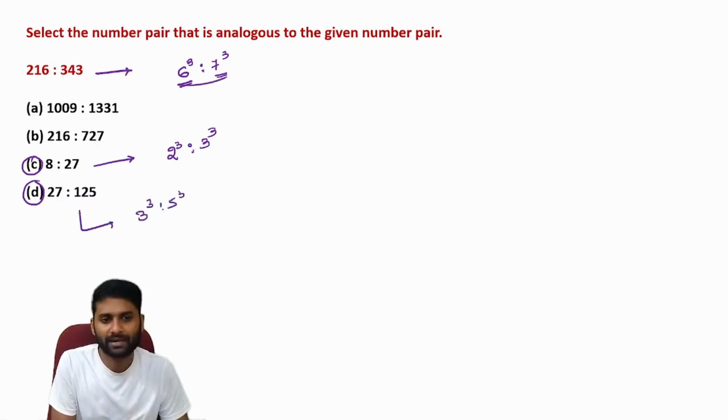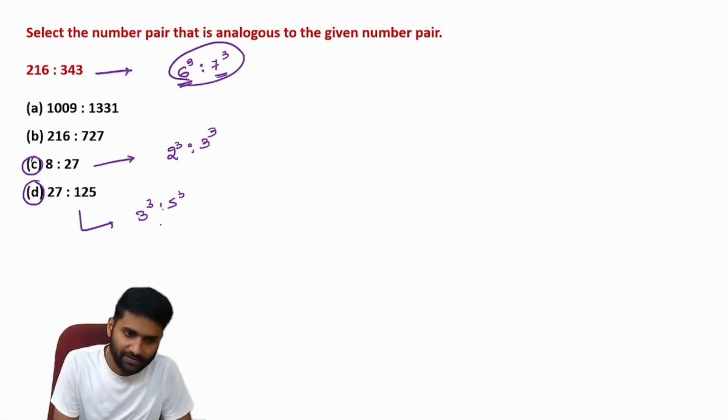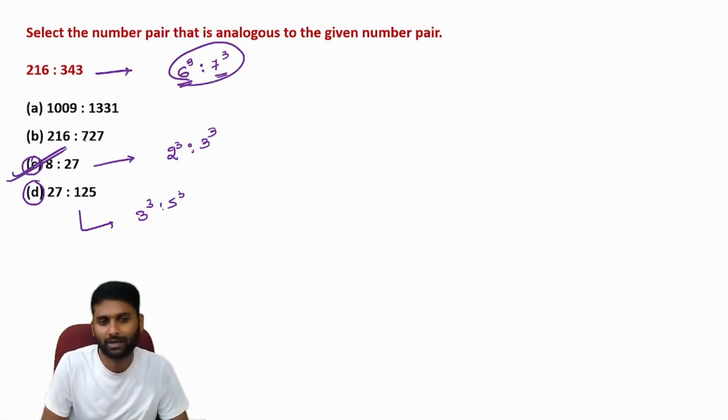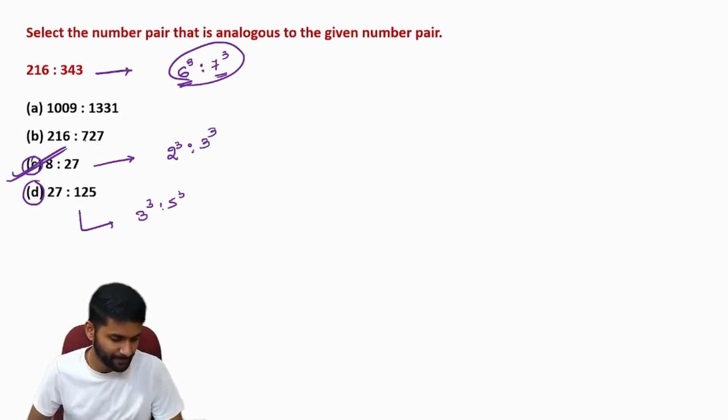If you observe the main relation here, 6 and 7 are consecutive numbers, but 3 and 5 have a difference of 2 units. That's why the suitable analogy is 8 and 27. So the suitable answer is C.